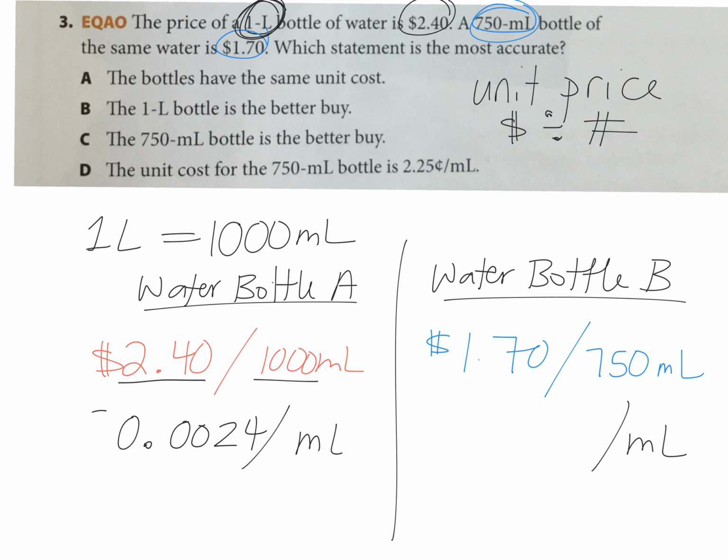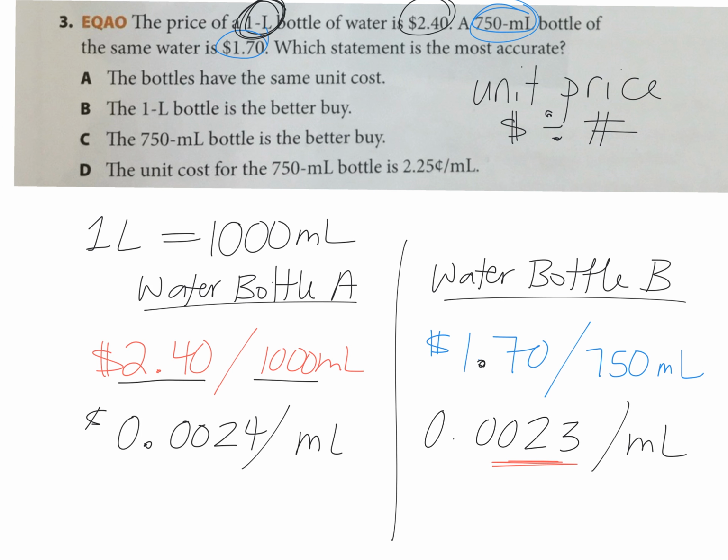0.0024. You're paying 0.0024 cents per milliliter. What do you pay for the second bottle? $1.70 divided by 750. 0.002, it's 226, so we're gonna round it to 0.0023. Either way, whichever way you write it, which one is actually cheaper in the long run? Water bottle A or water bottle B?